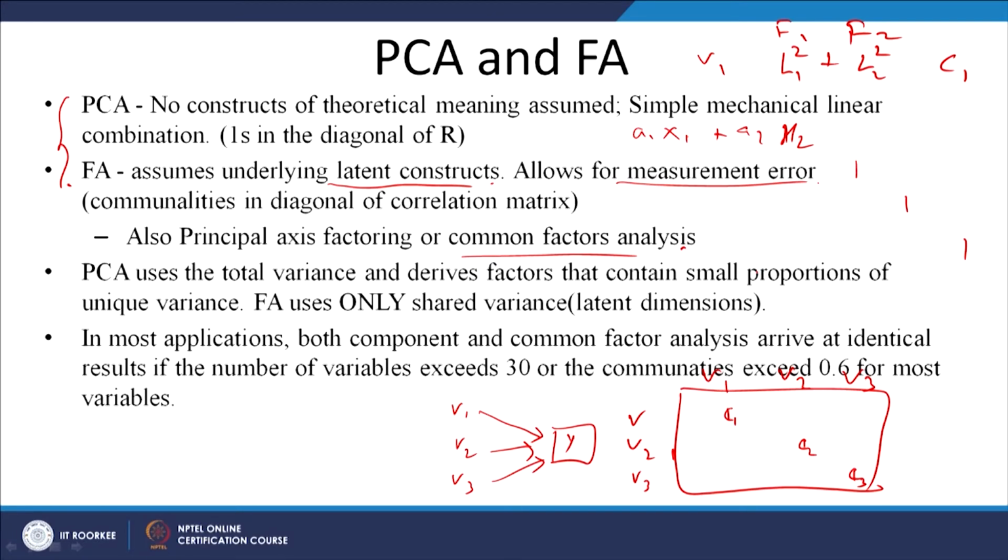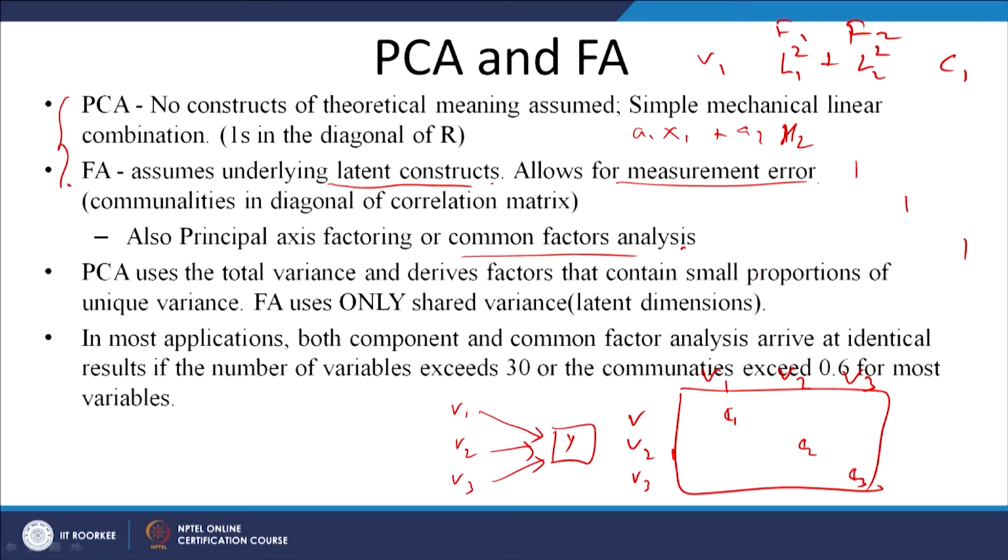In the last lecture I had explained that communality is nothing but the square of the loadings of a variable across all the factors. So, it was V1 across F1, F2, let us say 2 factors. So, this L1 square plus L2 square is my communality.